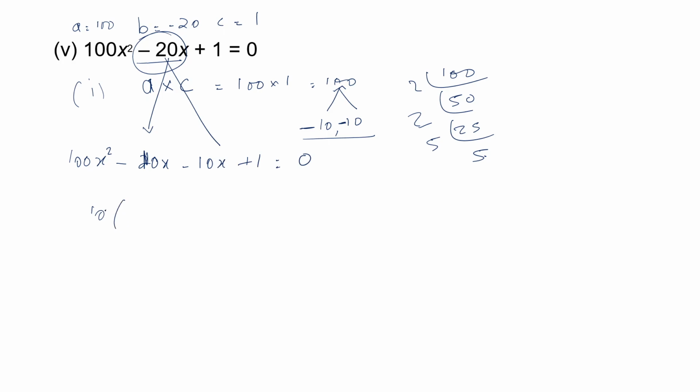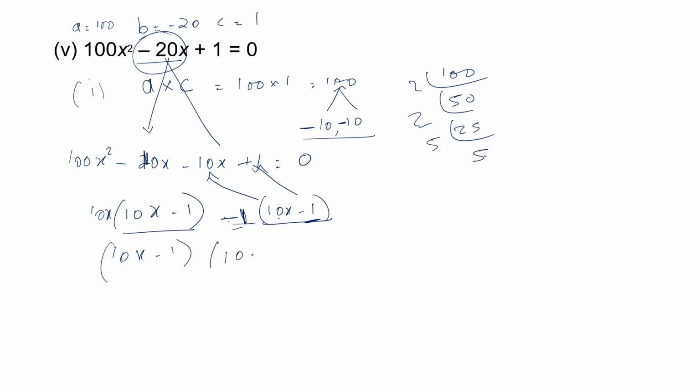So 10x into 10x minus 1. So this same I have to take here, 10x minus 1. And what is remaining? I have to multiply here. If I multiply -1 into 10x, I'll get -10x. -1 into -1, I'll get +1. So now what is common? 10x minus 1 is common. So again, inside also 10x minus 1. In this also we are getting the same value. x is equal to 1 by 10 and x is equal to 1 by 10.